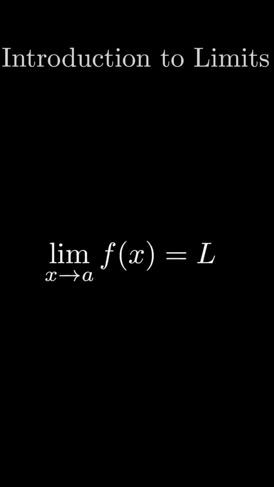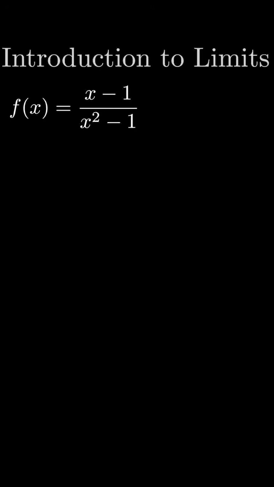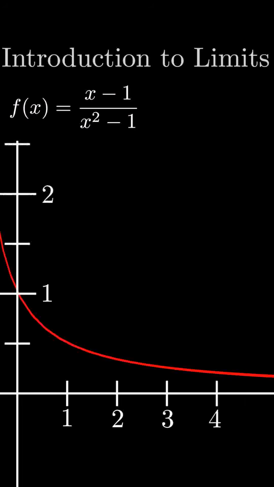A limit is the first thing you learn about when you are introduced to calculus. But what is it really? Let's consider the function f of x, which is equal to (x minus 1) over (x squared minus 1), and looks like this. Now what is the output of this function when the input is 1? Let's plug it into our formula, and we get that it's equal to 0 divided by 0, which is undefined.